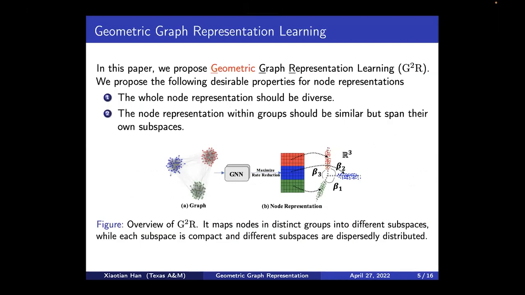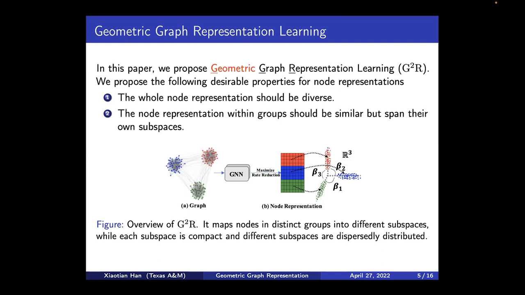So based on this idea, in this paper we propose geometric graph representation learning. We first present the following desired properties for node representation. The first one is that the whole node representation should be diverse. And the second is that the node representations within groups should be similar, but they should also span their own subspace. This is the basic idea.